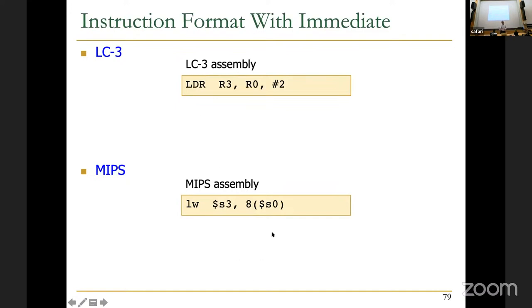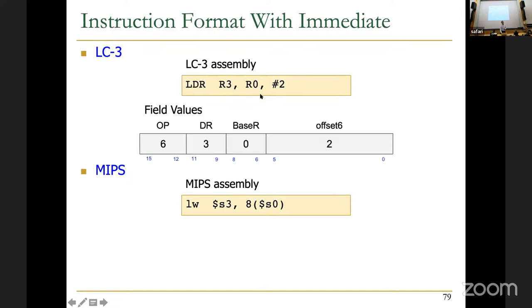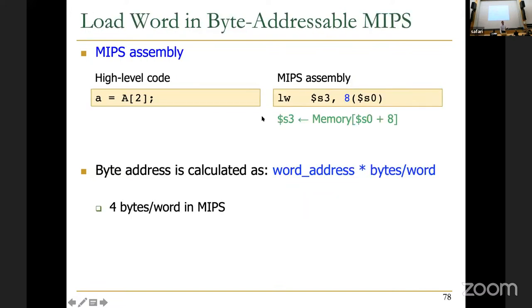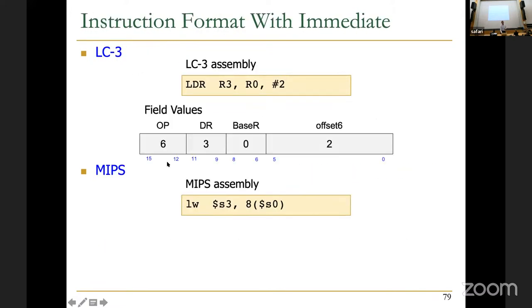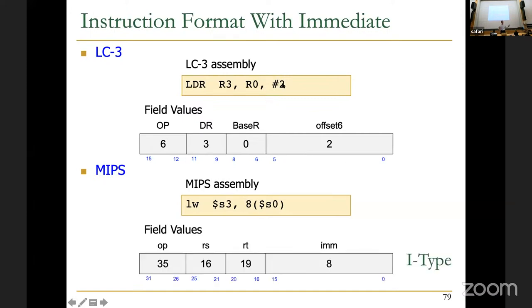So you can actually do this with an immediate also. So this is load register. This is how the encoding actually is. This is what I showed you earlier. This is specified in the instruction set architecture. The opcode is 6. This is the destination register, base register, and there's an offset. This is, in this case, a 6-bit offset that specifies 2. MIPS is very similar. Basically, you can see opcode, register, another register. One of them is destination, one of them is source. You need to know which one it is, of course. And then there's a longer immediate, a 16-bit immediate.